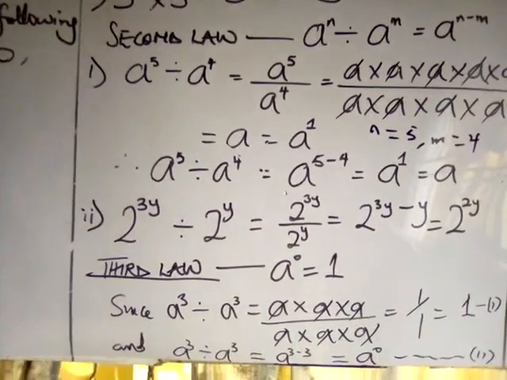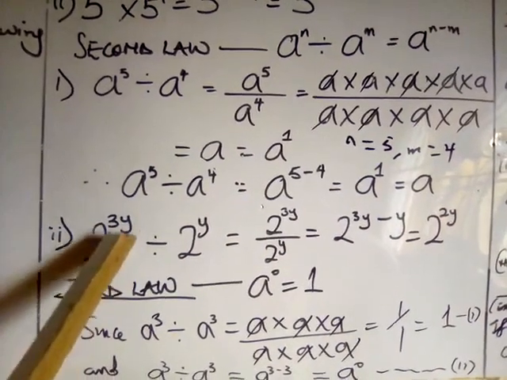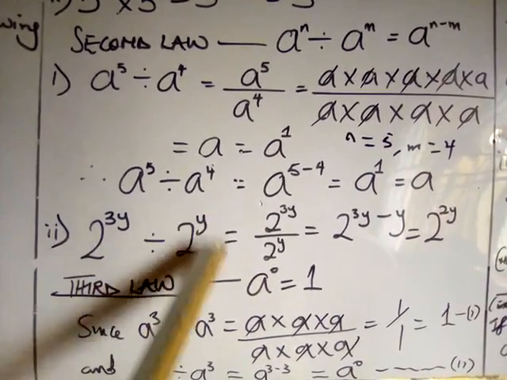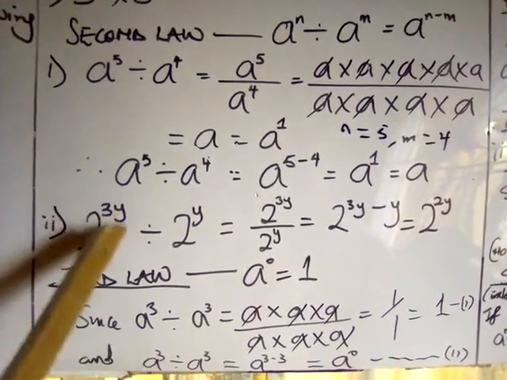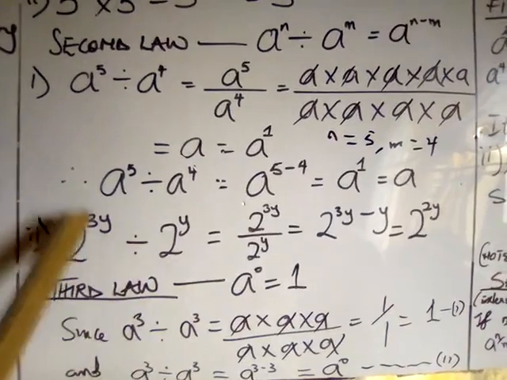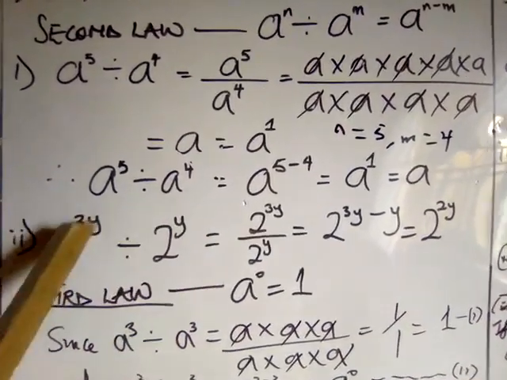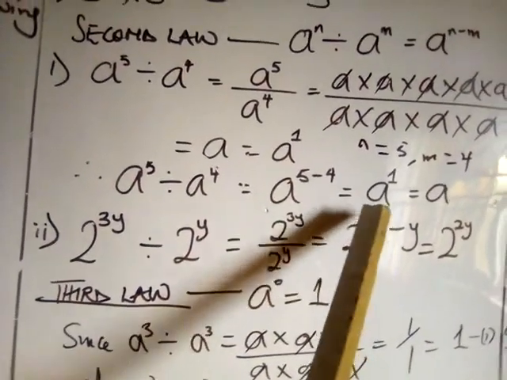Do you get it now? So this is another example. 2 raised to power 3y divided by 2 raised to power y is equal to what? That means I need base 2, with powers 3y and y. Then divided by this, what do you have? 2 raised to power 3y minus y.